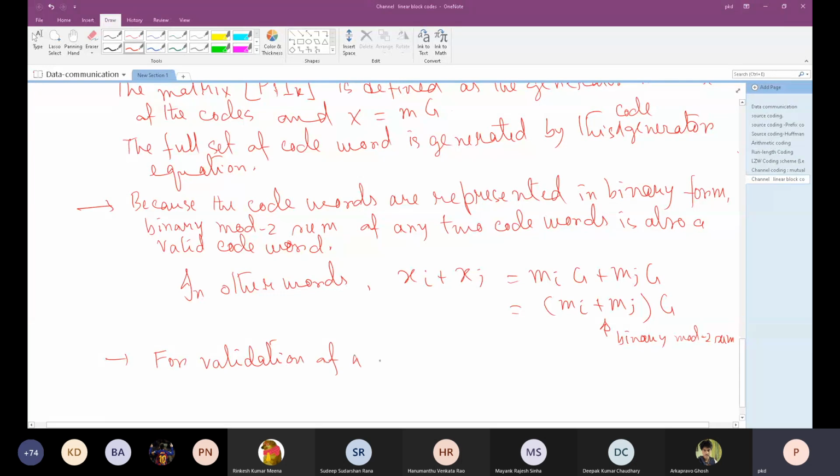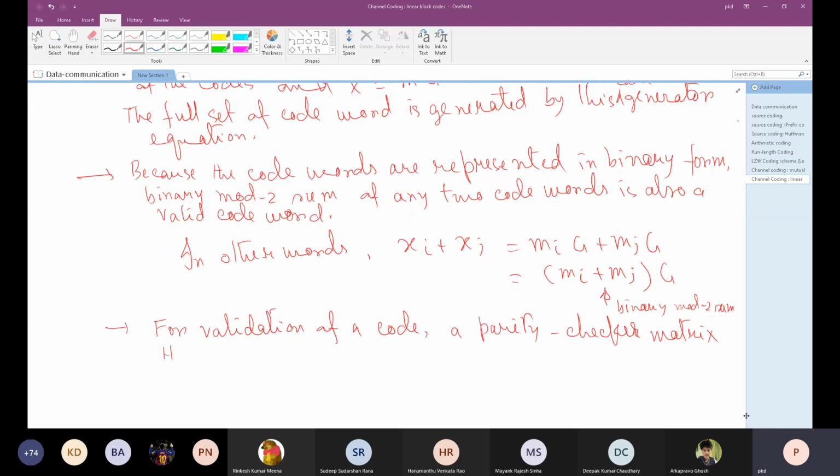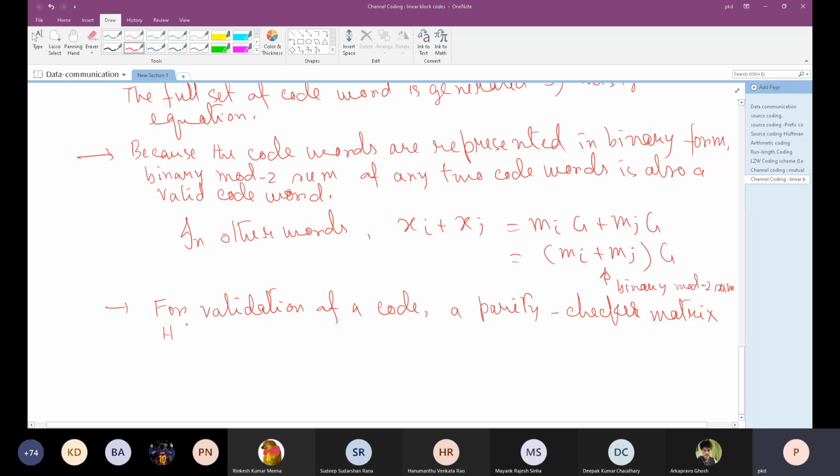For validation of a code, a parity checker matrix H is defined. H is defined as H equal to I n minus k, a block matrix P transpose.